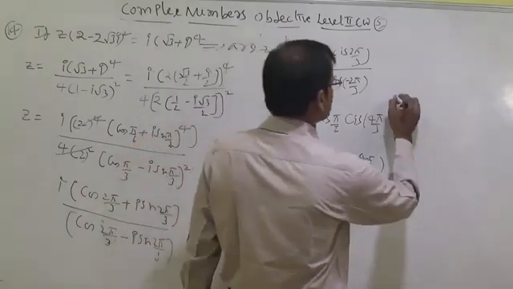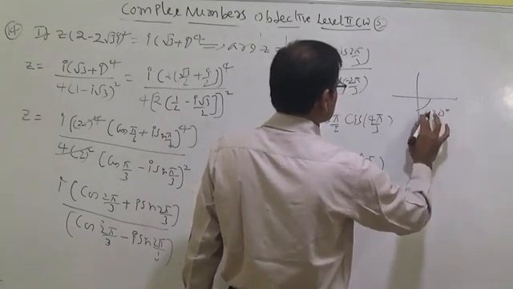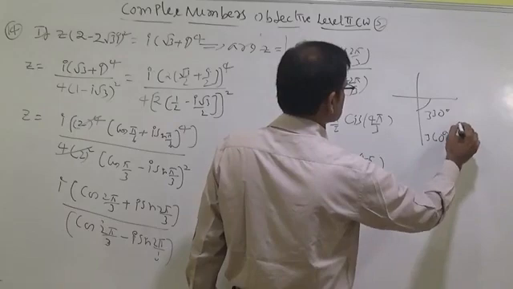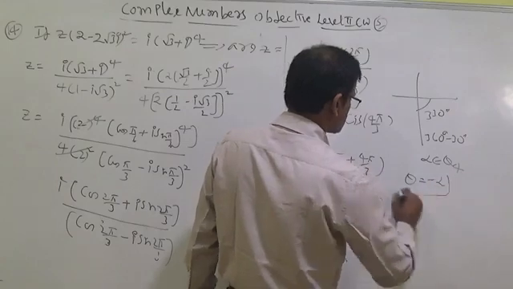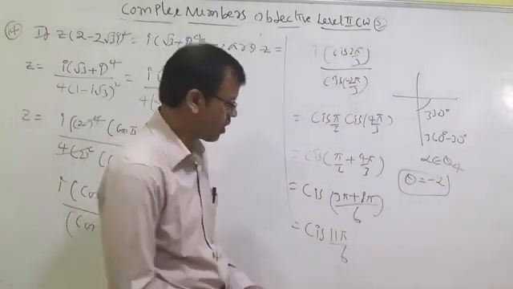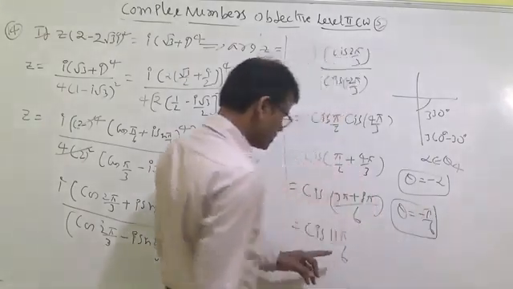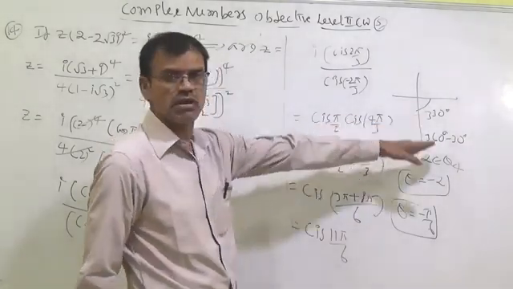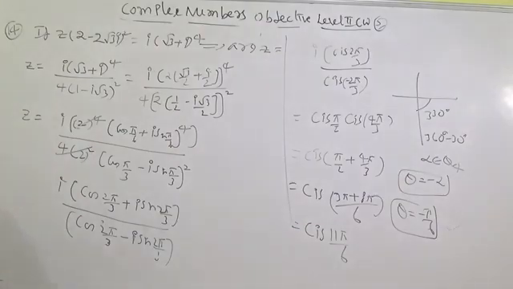11 pi by 6 means 330 degrees. 330 degrees can be understood as 360 degrees minus 30. So alpha belongs to Q4. Whenever alpha belongs to Q4, you need to write theta is equal to minus alpha in the polar or modulus amplitude form. Alpha is equal to pi by 6, so theta is equal to minus pi by 6. So the answer is theta is equal to minus pi by 6, the second option.